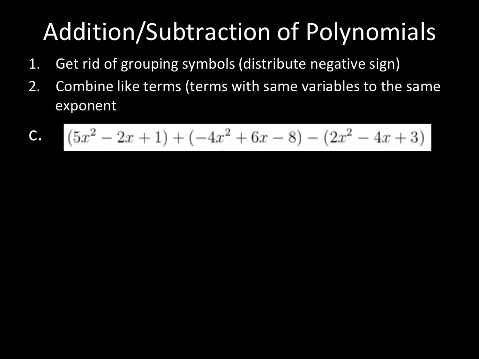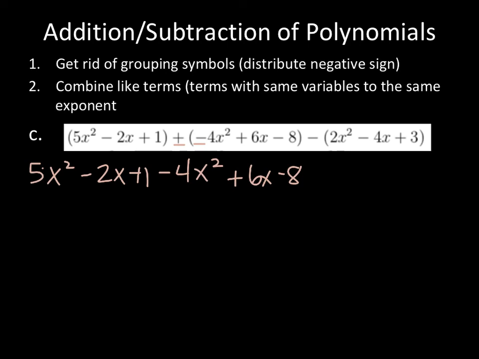Another example we have here, we now have a trinomial plus a trinomial minus another trinomial. So I'll just write out what I can. When you have addition, you can just take out the parentheses. So I'm going to just do 5x squared minus 2x plus 1 minus 4x squared. I have a plus and negative, so I'm actually just rewriting without the plus on the inside, because plus and negative is the same as minus. Plus 6x minus 8.